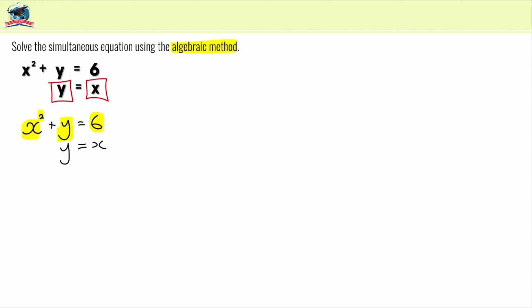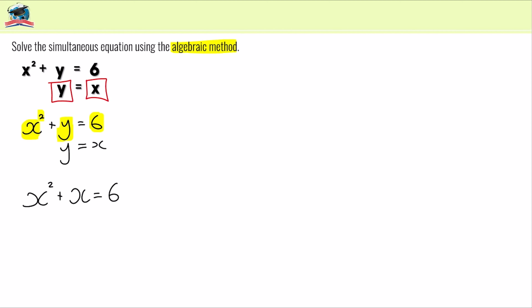So here, we're going to remove the y. Let's rewrite it. So we have x squared plus, instead of writing the y, we're going to put the x. We're substituting now. We're going to put the x there, because y is equal to x. Good, and then we're still going to have our 6. Now we have substituted.